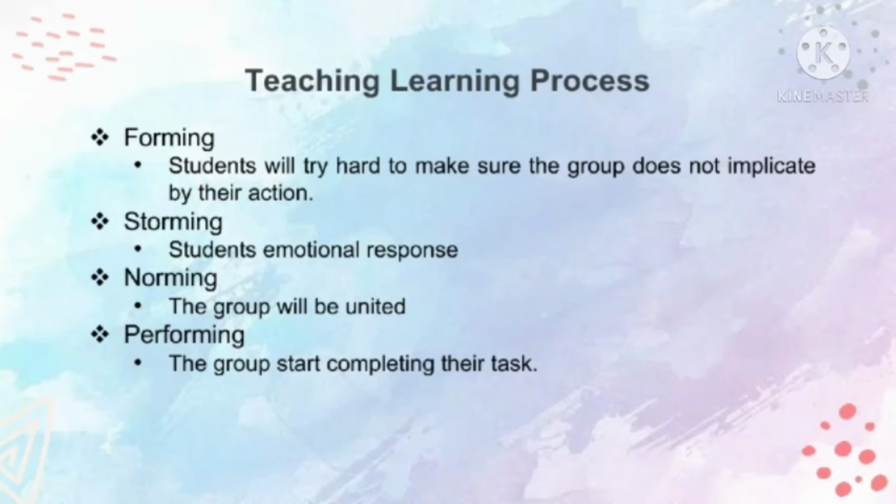Second is storming, which is students' emotional response. In this stage, we can see some individual emotional responses. Some conundrums will appear as the demands of the task will trigger a part of this response when the task becomes harder. Varied understanding of tasks and roles are expressed or become apparent. Differences between members may be expressed in a hostile manner, and members may wonder if they want to be a part of the group.